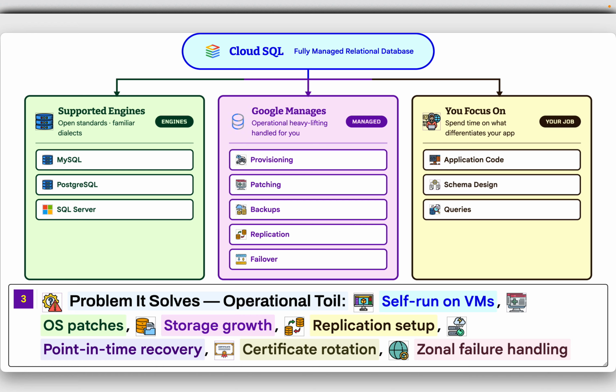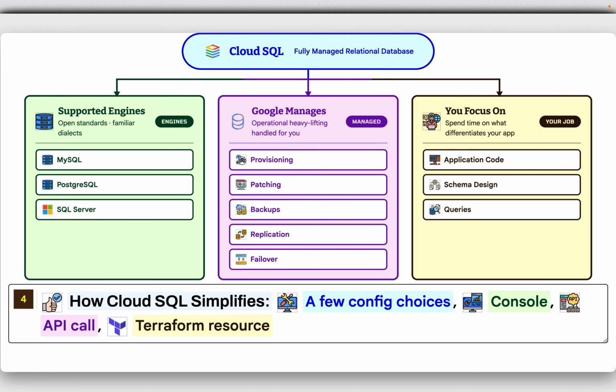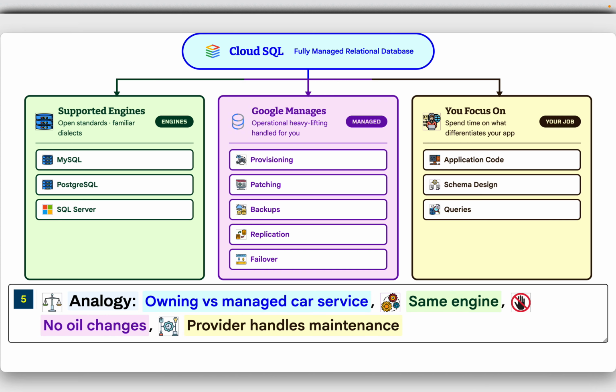Running a production relational database on your own virtual machines means dealing with operating system patches, storage growth, replication setup, point in time recovery, certificate rotation, and zonal failure handling. Cloud SQL turns all of that into a few configuration choices in a console, an API call, or a Terraform resource. Think of it as the difference between owning and maintaining a car versus calling a managed car service. The engine is the same, but you no longer change the oil.